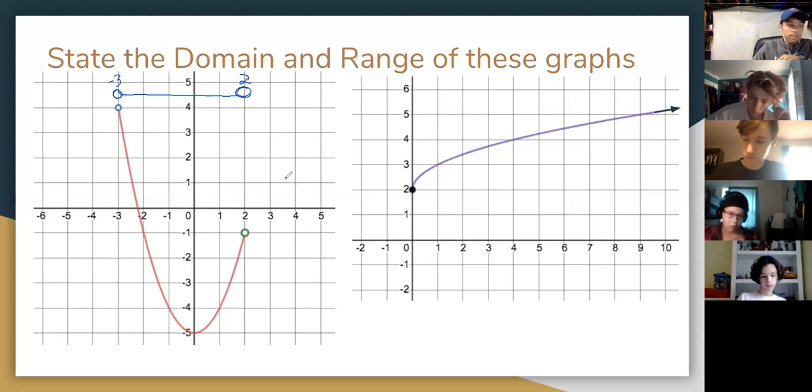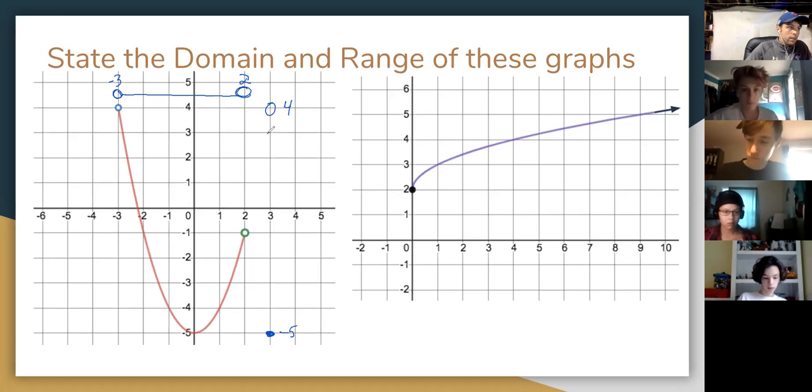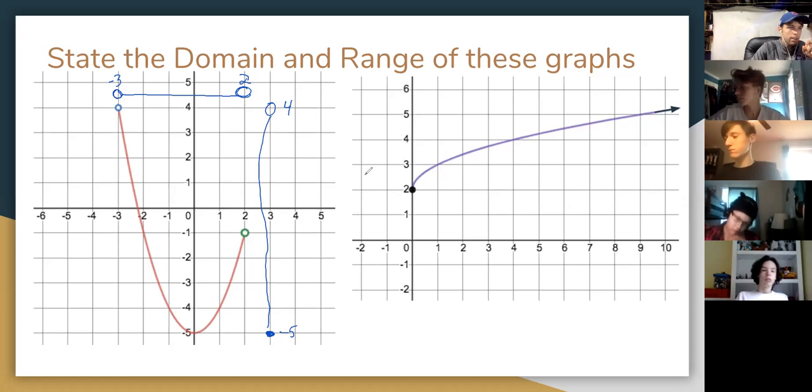For the range, the lowest value that I have appears to be, sorry, -5, and it looks like it is defined there. And then the highest value, or at least the one that it approaches, is all the way up here, and that's an open circle. There's no other point on the graph. It's open there, and that's at 4. So when I'm writing my range, it should be from -5, including it, to 4, not including it. So I think that's what it says.